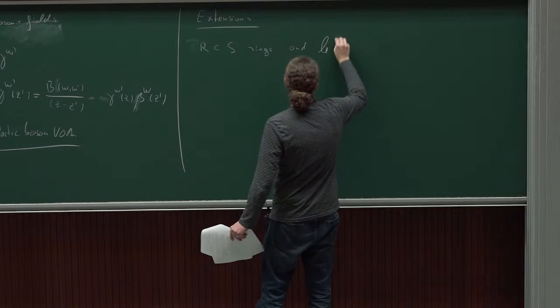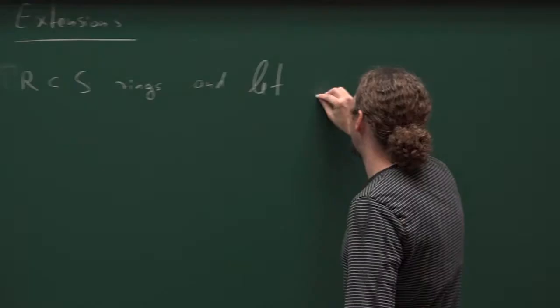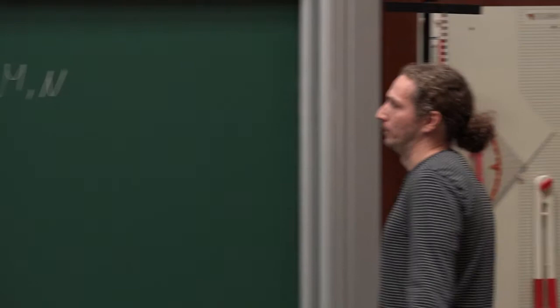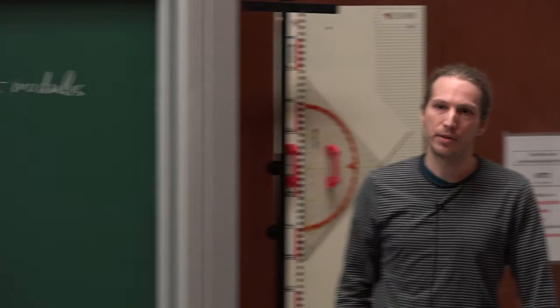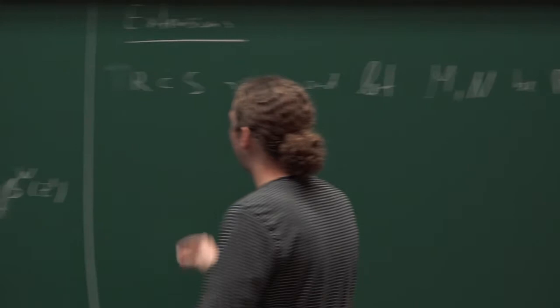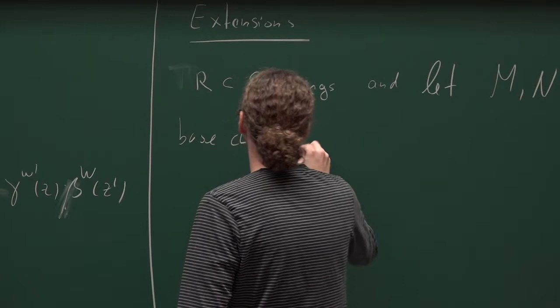Okay, and let M and N be two R modules. So in ring theory or in group theory, there's a concept of base change. And the base change is... It's a module for the ring or for the group.